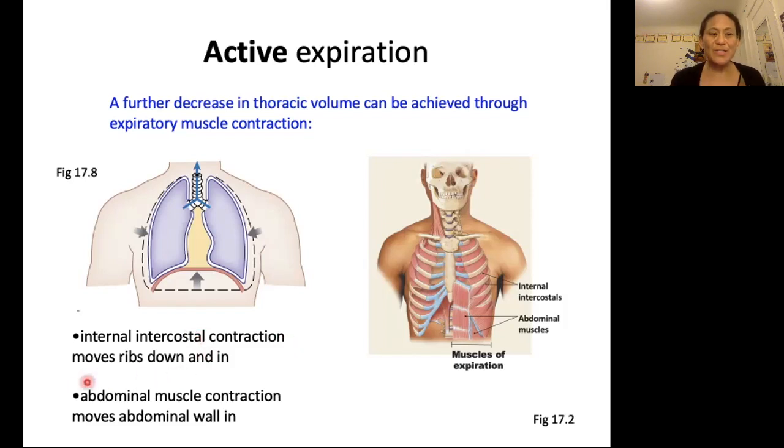Another thing that we're going to do is contract our abdominal muscles. Contracting our abdominal muscles pushes the abdominal wall in, and that is going to decrease the volume in there. Again, I want to encourage you to try that yourself and see if you can feel those motions in your thoracic cavity, in your ribs. And that is the end of this section.